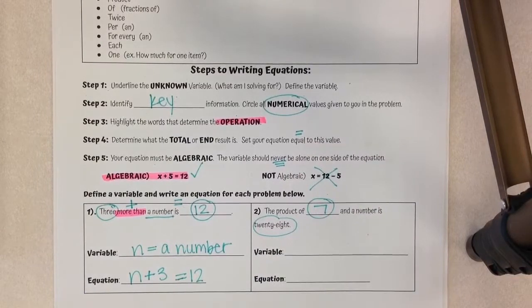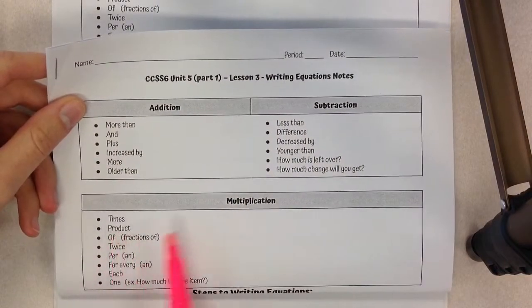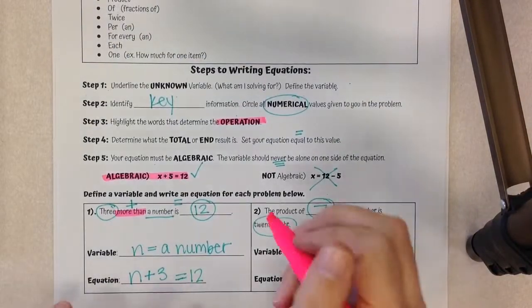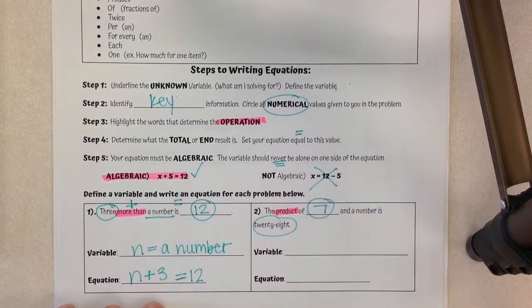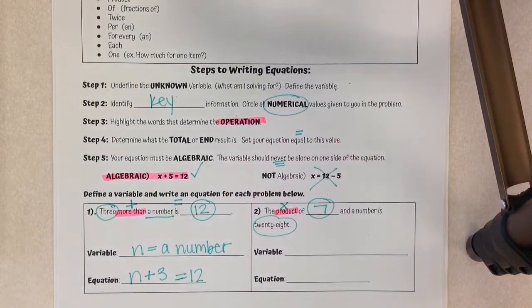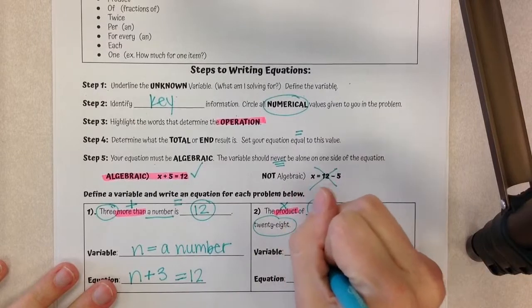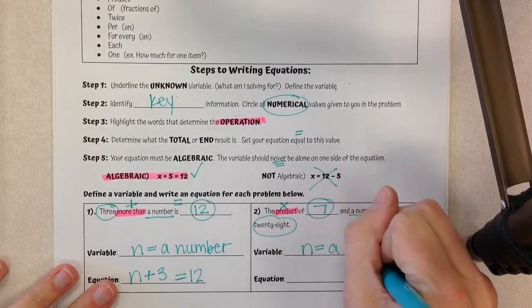Next thing, I'm going to highlight the key information, the key words that tell us those operations. So if I look at product, I see that means multiplication. I'm going to highlight product, and I'm going to write X above it because that's multiplication. And then what's our unknown? Similar to the last one, we don't know what the number is. I'm going to say n equals a number.